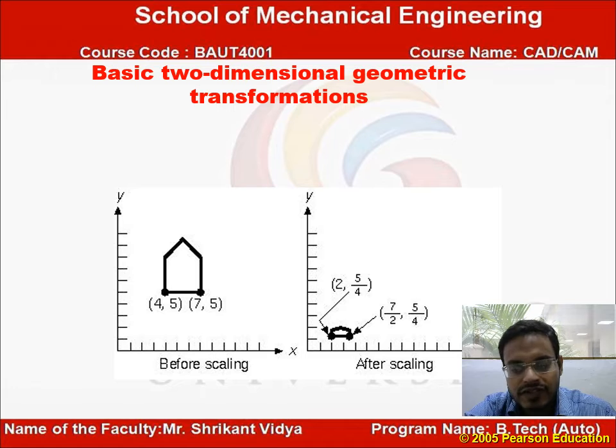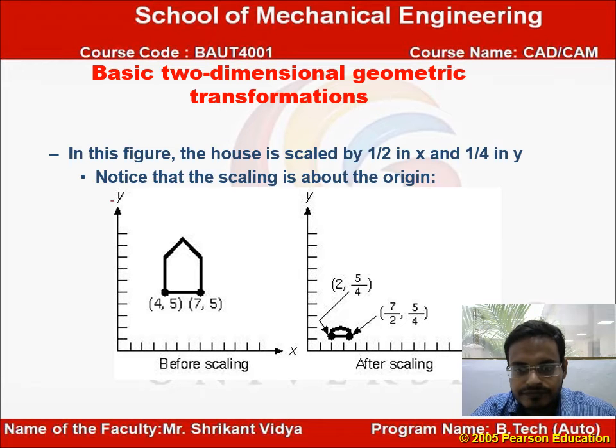The first diagram shows the original coordinate points of the object, (4, 5) and (6, 7, 5). Then we apply the scaling transformation. After this, you can see that the size of the object is very small. We have new coordinates, (2, 5/4), (7/2, 5/4). So we have scaled it using the scaling factor and scaling matrix. In this figure, the house is scaled by 1/2 in x and 1/4 in y. So scaling is about the origin here only.